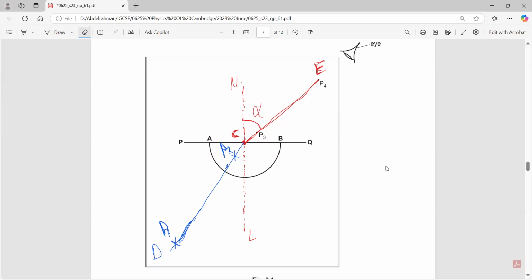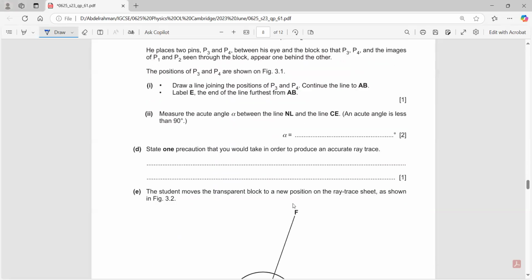The angle would be around 49 degrees, give or take 1 or 2 degrees. If your angle is 48, 47, 50, or 51, it would be acceptable. So the angle alpha is 49 degrees.